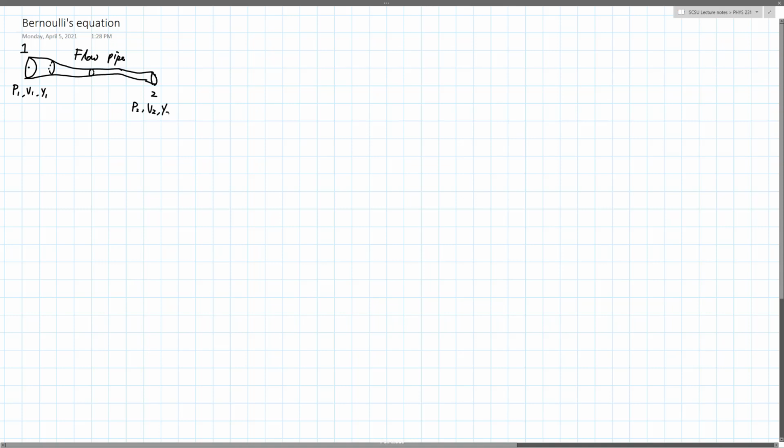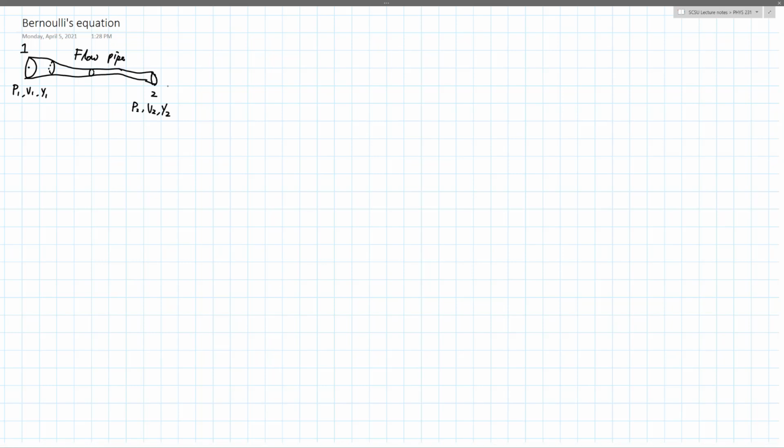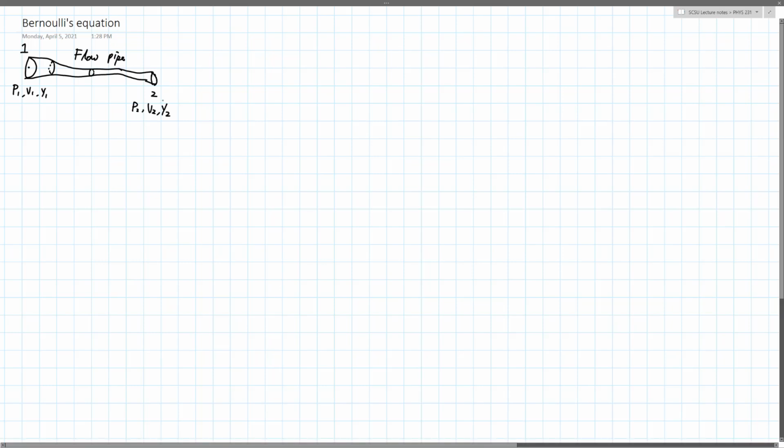We want to know these because we want to know how fast it's flowing out, what kind of pressure it has, and what the height relationship is. So let's write the equation out, and then we'll explain how the equation came about.